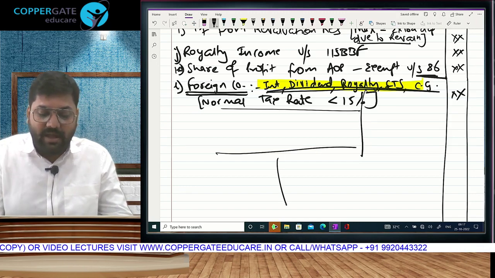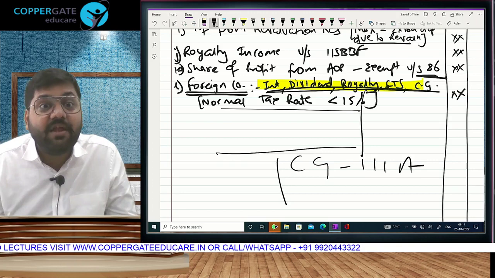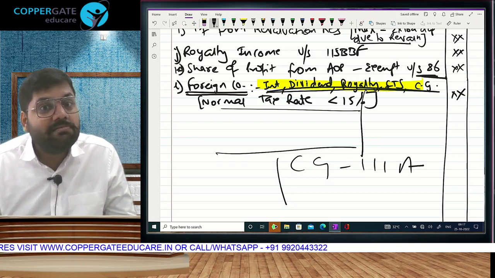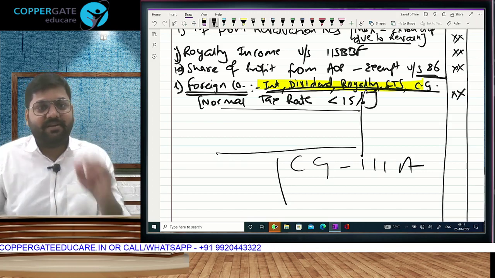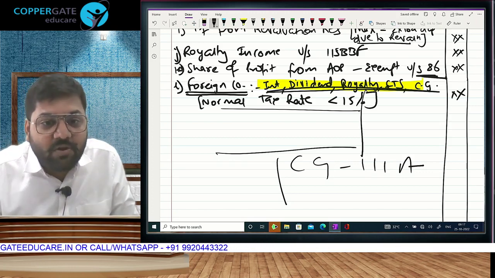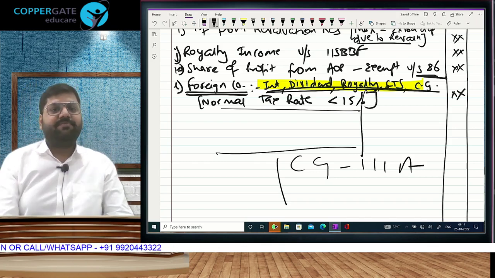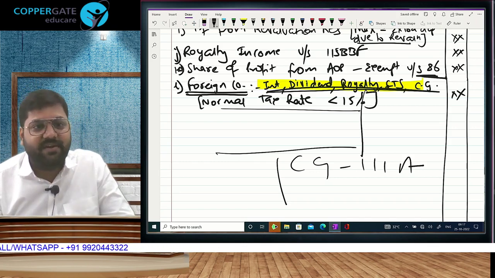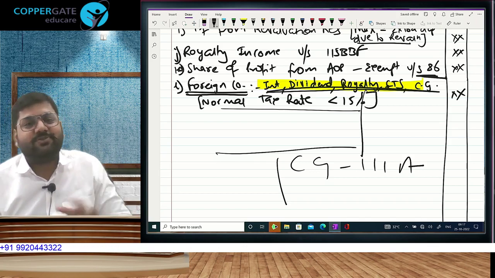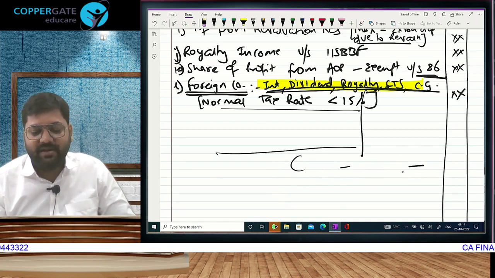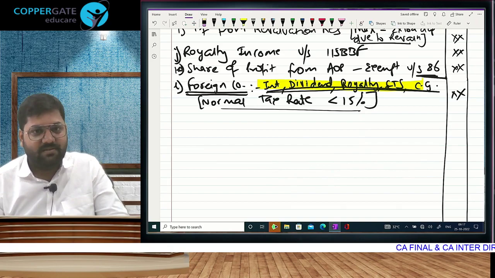Matlab, agar capital gain mein, any 111A ka capital gain is there, is it less than 15? It is equal to 15. So that will not be subtracted. What will be subtracted? Only less than 15 will be subtracted. Matlab, 111A is the only case where it is 15 in normal, otherwise it is either less or more. So less wala will get subtracted, equal to ya more wala will not get subtracted. But logic is clear, Mitro.